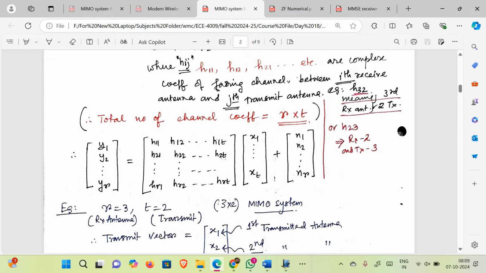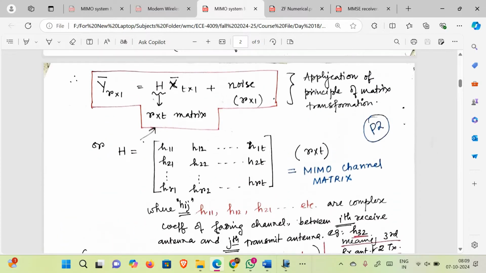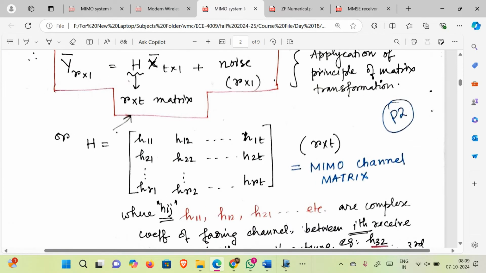But now, instead of single input and single output, if I happen to have an R cross T matrix, that is R receive antennas and T transmit antennas, how we are going to define the particular matrix is one of the factors here, because this channel matrix that we are looking at will eventually play a very important role in leading forward to designing many systems.